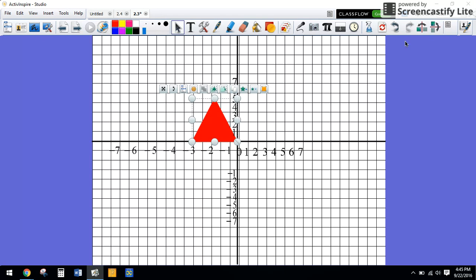When I flip the triangle over the x-axis, my x numbers are still negative, but now my numbers on the y-axis are positive. So when we took our figure here and flipped it over the x-axis, the numbers on the y-axis became opposite. Let's see what happens when we flip it over the y.